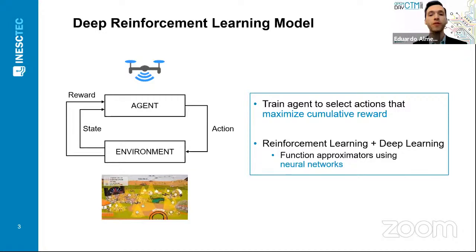When we combine reinforcement learning with deep learning techniques, we have the deep reinforcement learning model. In this case, we can use neural networks as function approximators for, for instance, the state, the action, or the value provided to the agent, instead of having to manually derive those same functions. So we can address more complex problems than we could if we just used reinforcement learning.